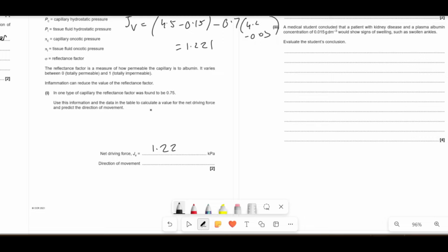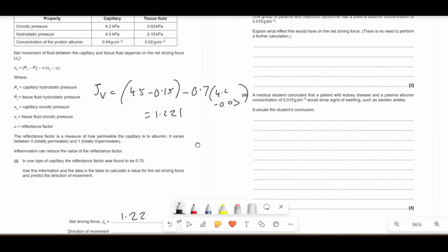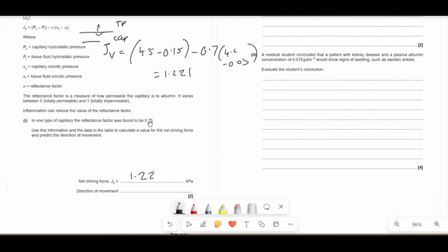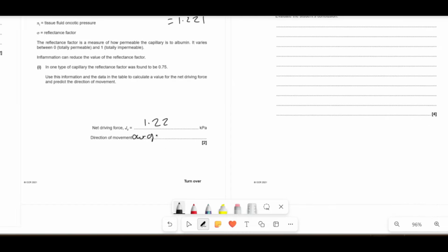But it says predict the direction of the movement. So it's told you here the net movement between the capillary and tissue fluid depends on the net driving force. So this JV is between capillary and tissue fluid, meaning either way. So if it's positive, it means it's this way. If it's negative, it's not from the capillary to tissue fluid, so it's probably going down into it. So in this case, this means it is out of the capillary.